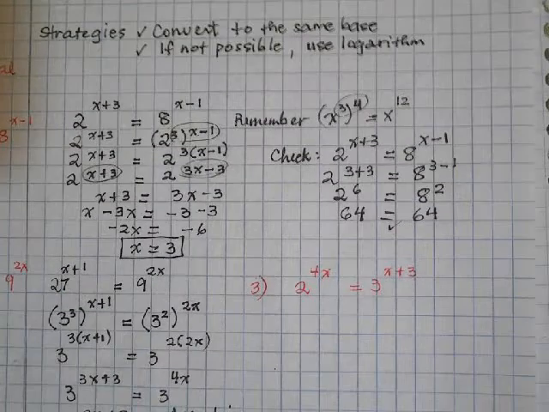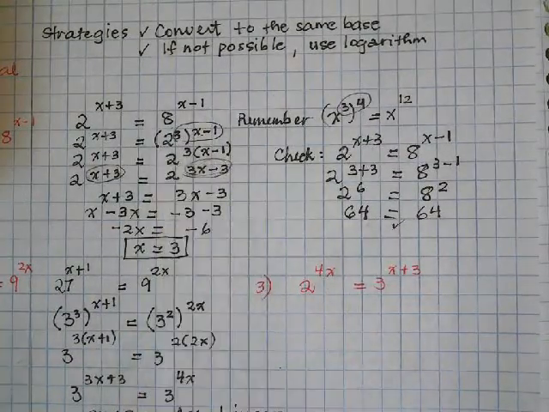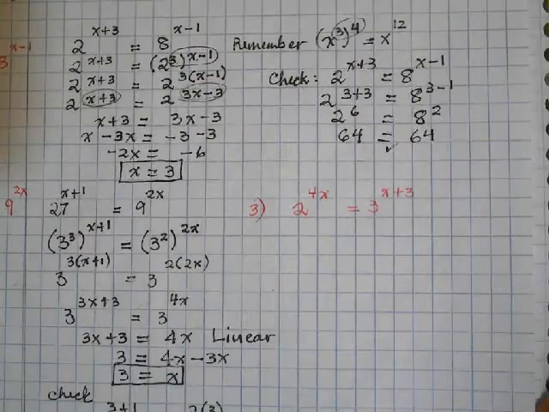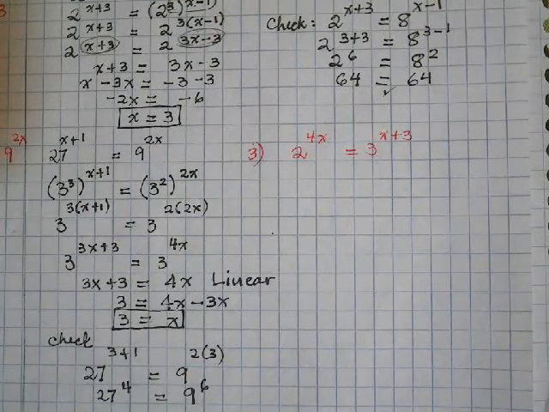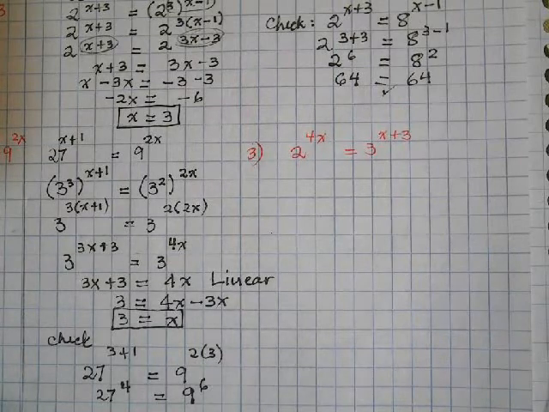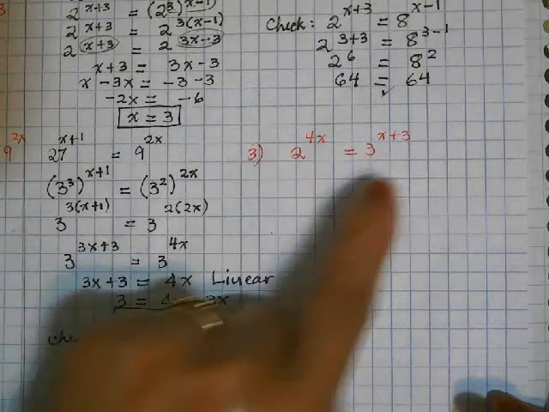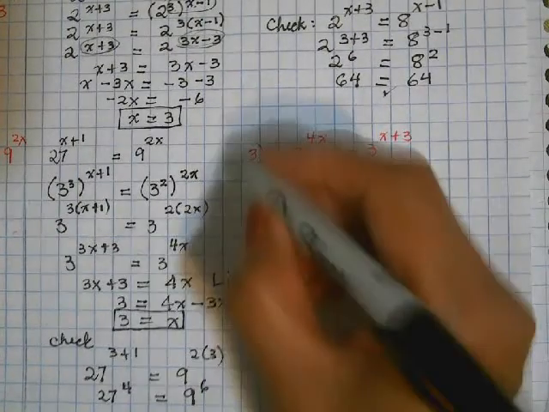So if this happens, then we're going to get our next strategy. Okay, first strategy is convert to the same base. If not possible, then we use logarithm. Okay, that's why I taught you logarithm also. So we have to use logarithm here. So if you cannot convert them to the same base, you have to use logarithm. You get the logarithm of this, and it will be equal to the logarithm of this, since these two numbers are equal.